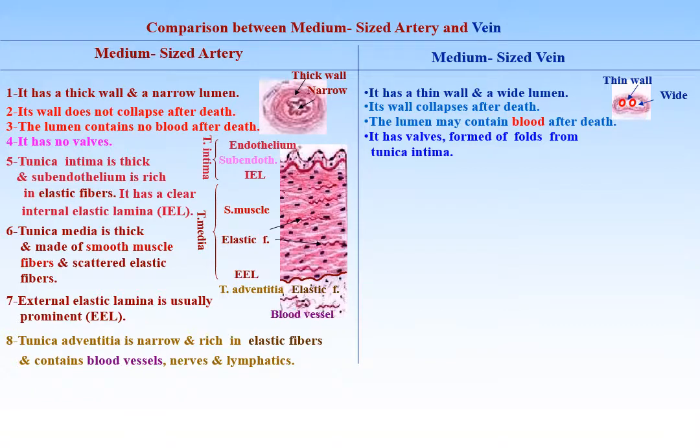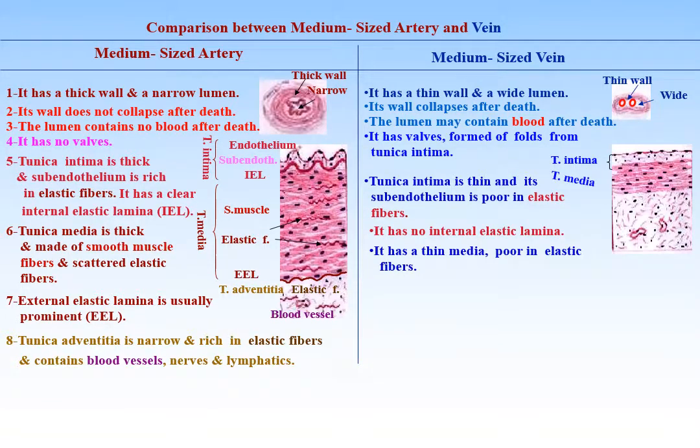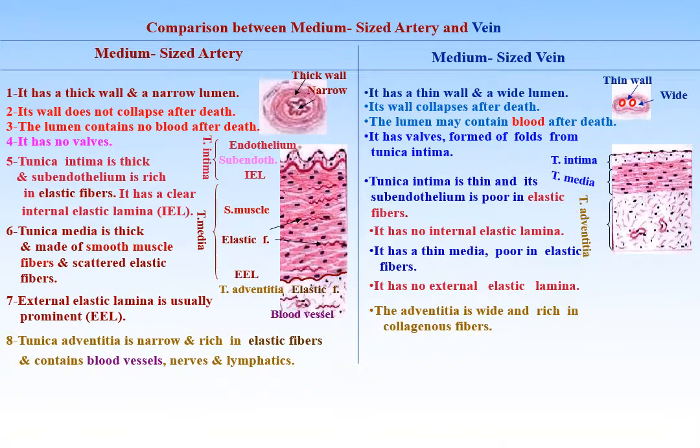Structure of a medium-sized vein: tunica intima is thin and its subendothelium is poor in elastic fibers. It has no internal elastic lamina. Tunica media is thin, poor in elastic fibers. It has no external elastic lamina. Tunica adventitia of the vein is wide and rich in collagenous fibers.